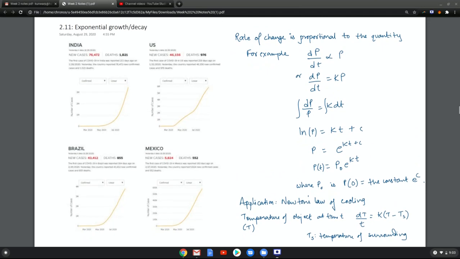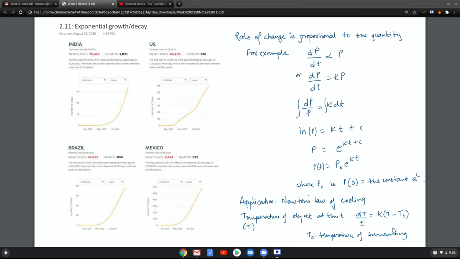Okay, today we're going to look at certain models that follow the exponential curve as they grow or as they decay. Here I've pulled up examples of the number of COVID-19 cases in four countries: India, US, Brazil, and Mexico. Just glancing at the curve and recalling what the exponential curve looks like shows you that these cases have been increasing exponentially, with different slopes for each of these graphs. But nevertheless, they have been increasing exponentially.